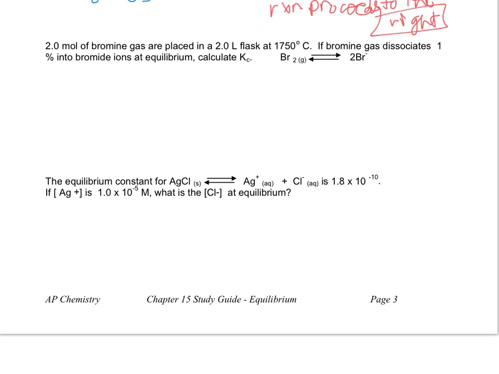All right, so first thing you want to do is write your K or Q expression, whichever you want. In this case, we're trying to find Kc, so we want to write the expression for Kc. So Kc, or K, whichever you want to call it, is products over reactants, concentration raised to the power of their coefficients. So Br minus concentration squared divided by the concentration of Br2.